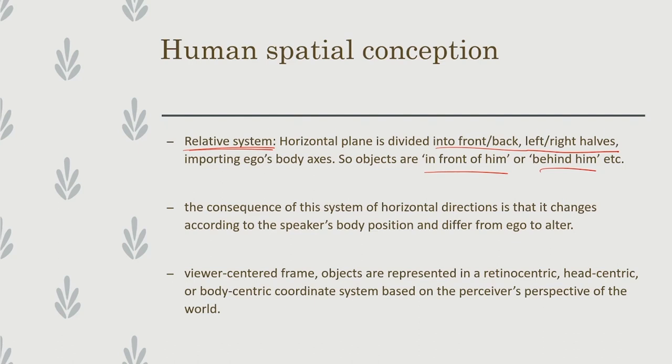The moment it becomes relative to the ego's position, it will change depending on the ego. When I am speaking, something is in front of me, but if the speaker changes and another person talks about the same object, it might be described in very different terms. This is what we mean by the relative system. Relative system terminologies differ with the change of the position of the speaker, or even simply the orientation of the speaker. Right now I am facing this side. If I face this side, what is in front of me now will become to my left.